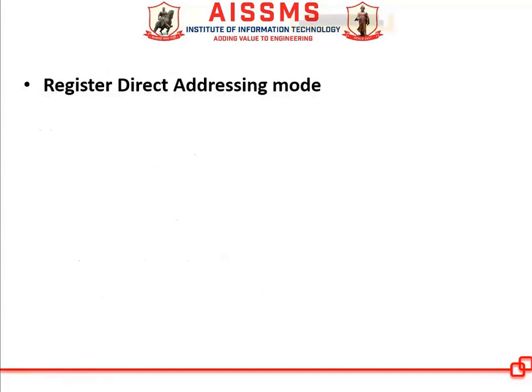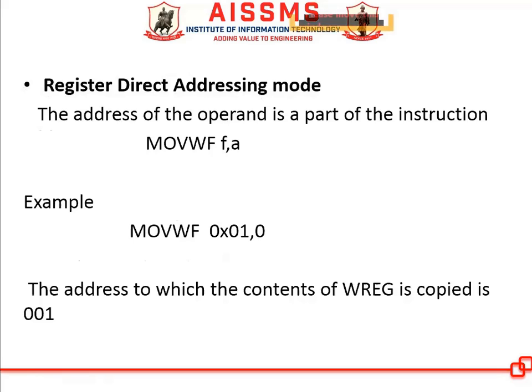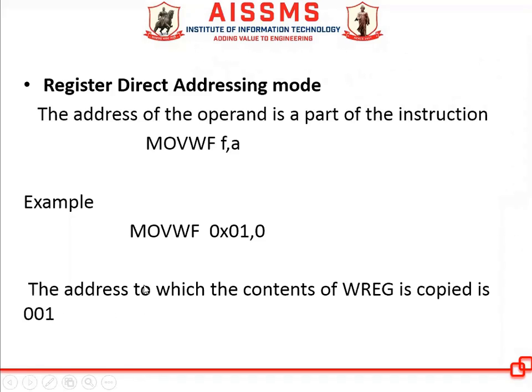In this addressing mode, the address of the operand is a part of the instruction. We've taken an example, MOVWF 0x01, 0. The address of operand, that is the address of data, is being given in the instruction, and in this case it is 001. So in this instruction, the address to which the contents of working register are copied is 001.